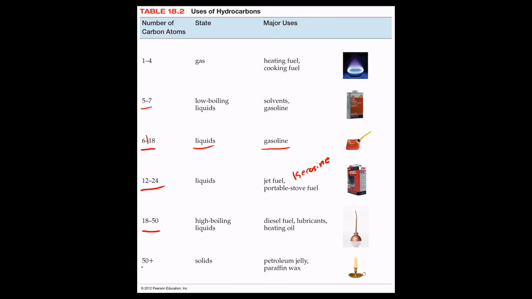And then once you get above 50 carbons in a structure, that's a large enough molecule that it can't be in the liquid phase at room temperature anyway. And so those start to become solids like petroleum jelly or candle wax. And by the way, it says 50 plus. This goes up to, like I said, hundreds or thousands of carbons in the molecule. And it will still be solids for all of those.